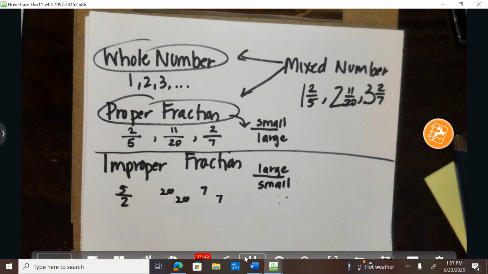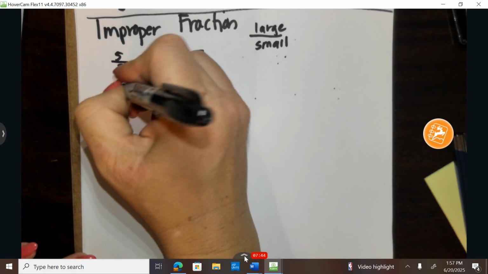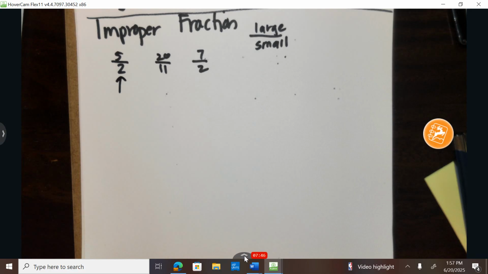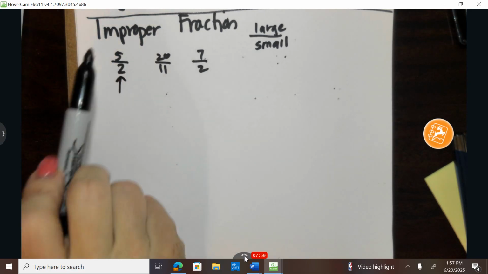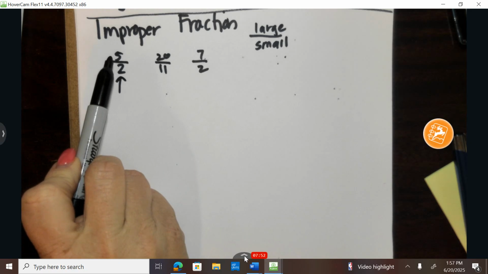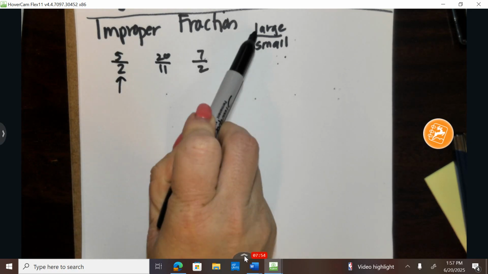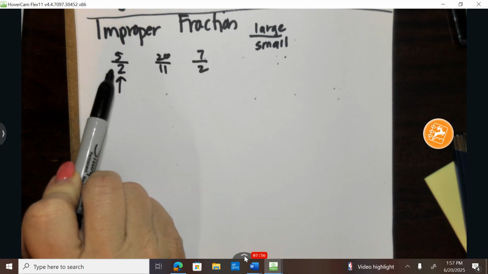We're going to start off with one that's a lot easier. I, again, am a visual learner. And so this is an improper fraction. How do I know that? Because the number on top, called the numerator, is larger than the number on the bottom, called the denominator.